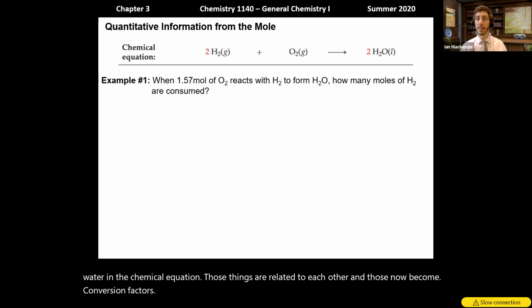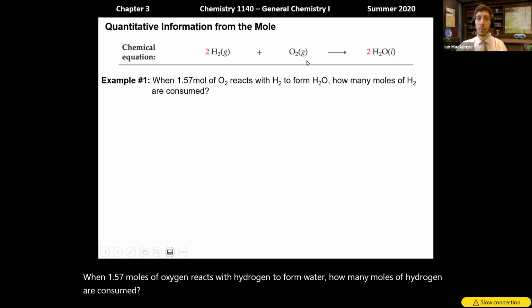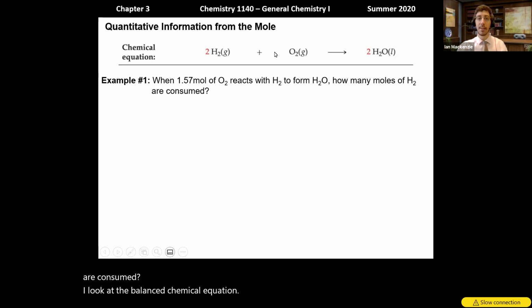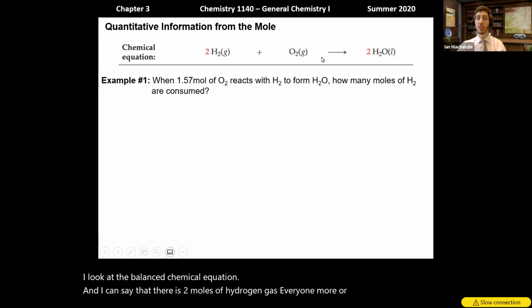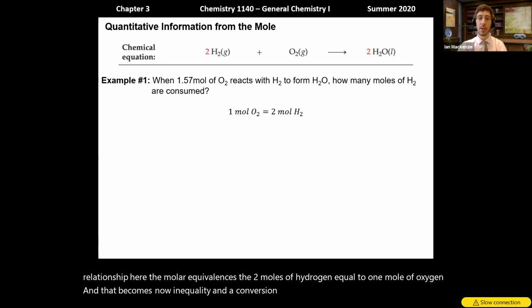Let's show this as an example. When 1.57 moles of oxygen reacts with hydrogen to form water, how many moles of hydrogen are consumed? Well, I look at the balanced chemical equation, and I can say that there are 2 moles of hydrogen gas for every 1 mole of oxygen gas. So the molar equivalency is that 2 moles of hydrogen is equal to 1 mole of oxygen. And thus that becomes an equality and a conversion factor that I can use. 1 mole of O2 is equal to 2 moles of H2.